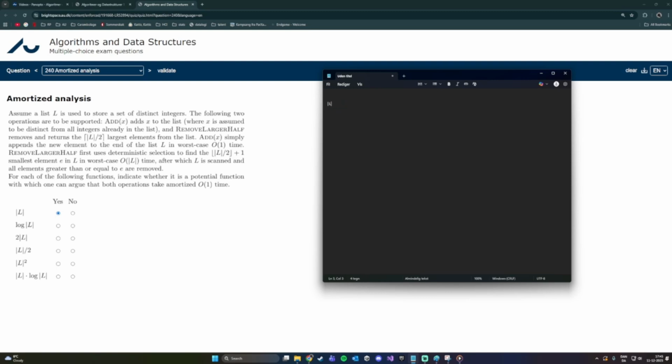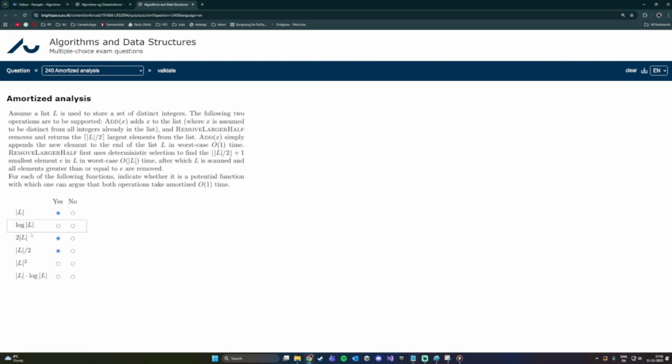So let's say you want to have 2L saved up, which is this one here, right? Then, because the add operation adds one element, you would need to save up 2 units for every add operation. But you can do that fine, because 2 is a constant. So let's say we just save up 2 for every add, then we always have 2 times the length of L. Then when we remove half of L, we still have L saved up, right? And that means we can keep doing it.